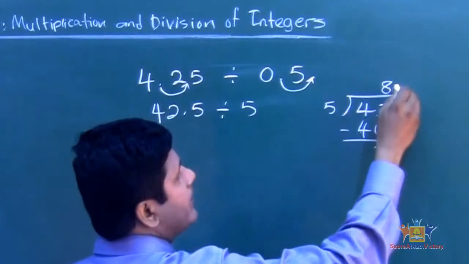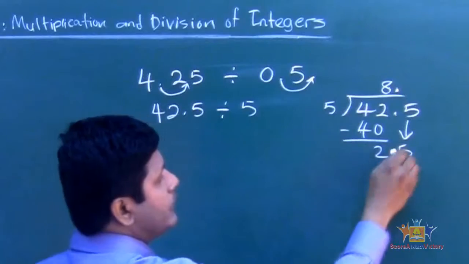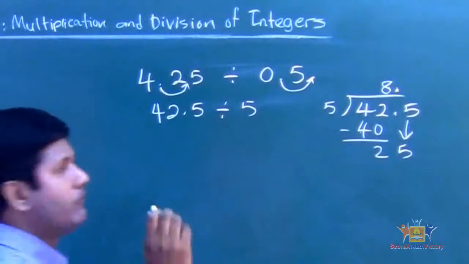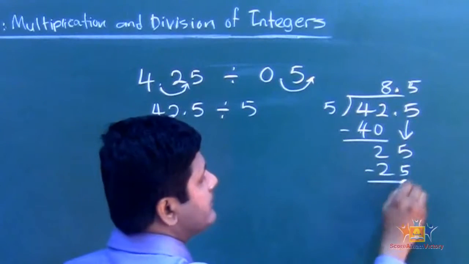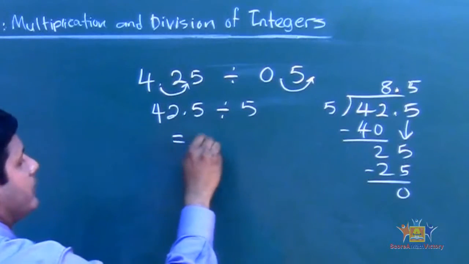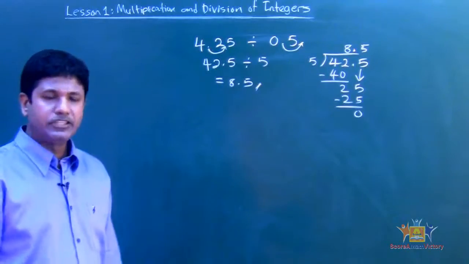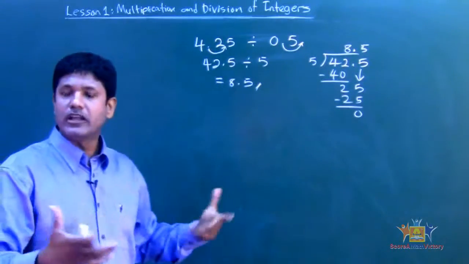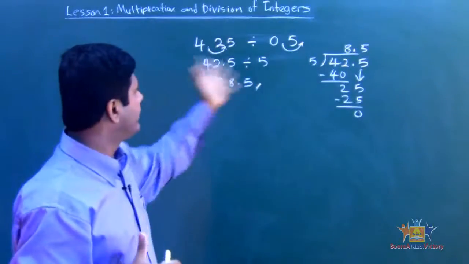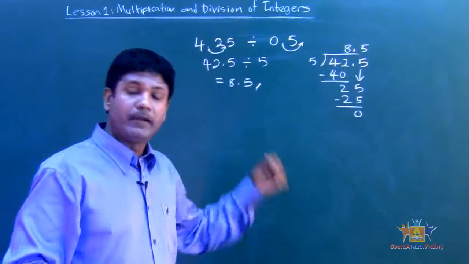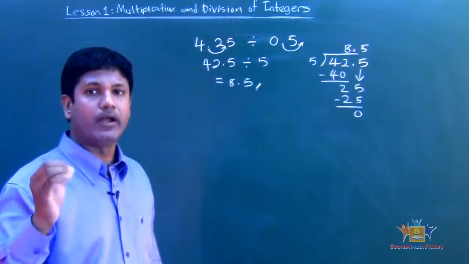See the decimal right there? Bring it up, always straight up. Then bring the 5 down. In 25 there's how many 5s? 5, because 5 times 5 is 25. Minus, give me 0. And that's the final answer: 8.5. Now do I make any changes on the decimal? No, that's the forget it method for division. Once you forget it, you don't remember back. But multiplication is the forget now, remember later method. That's how we did it.